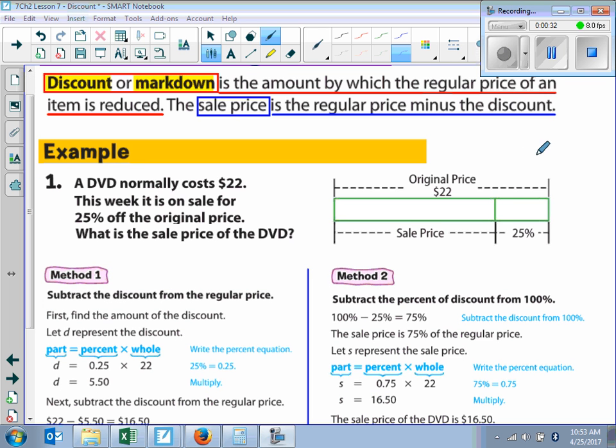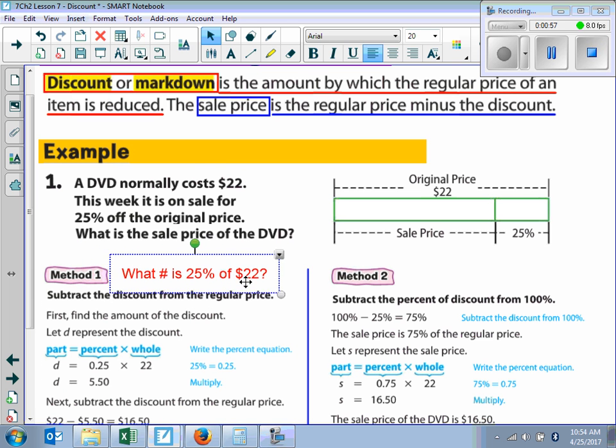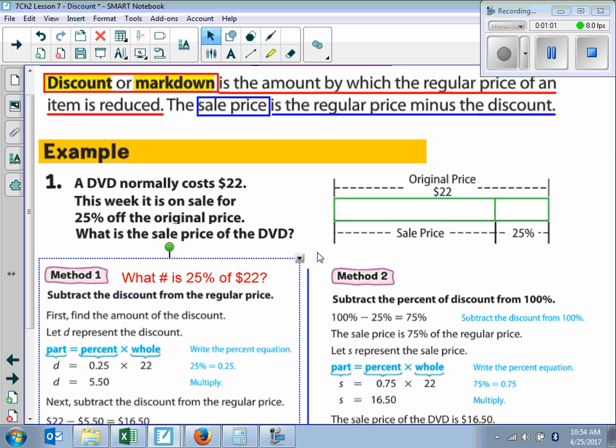All right, so example 1 says a DVD normally costs $22. This week it is on sale for 25% off the original price. We want to know what is the sale price of the DVD. So the what number is question that we're going to come up with here is what number is 25% of $22? So there is our what number is question. What number is 25% of $22?